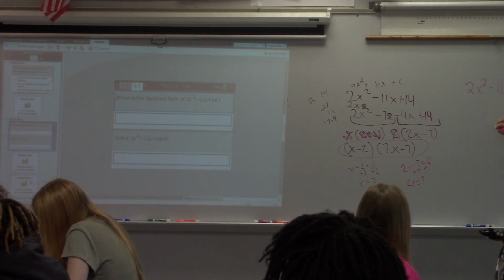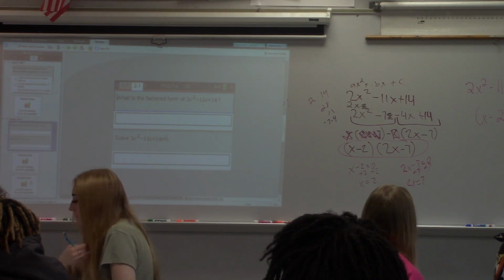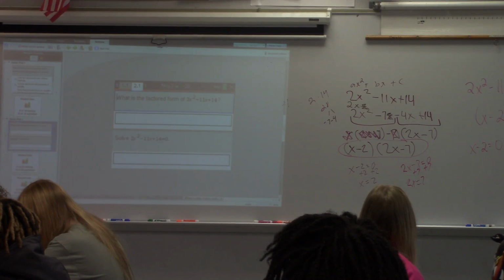What's the factored form of this? X minus 2 times 2x minus 7 equals 0. Now I have it set equal to 0. Now I can use what key property? Zero product property. But Sanaya, what do I mean by the zero product property? Equal to 0, like this. Why? Now, is she correct that we're going to set x minus 2 equal to 0 and 2x minus 7 equals 0?